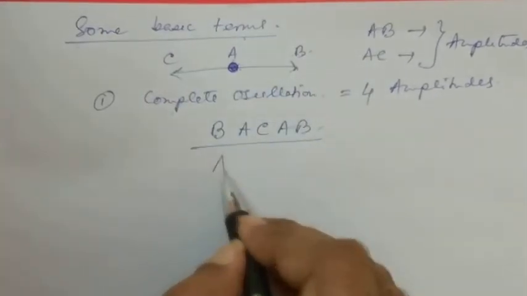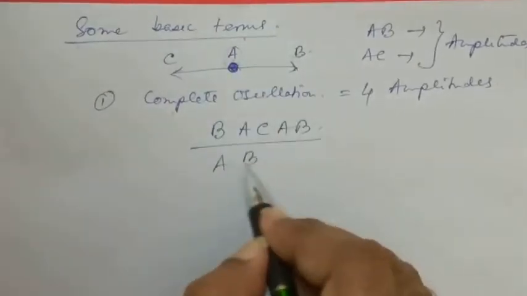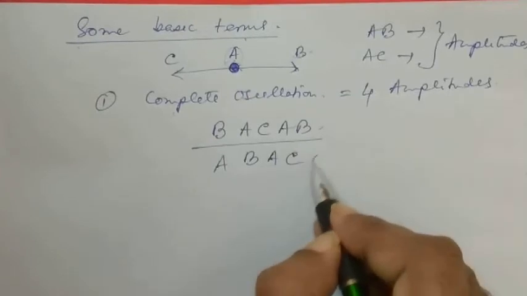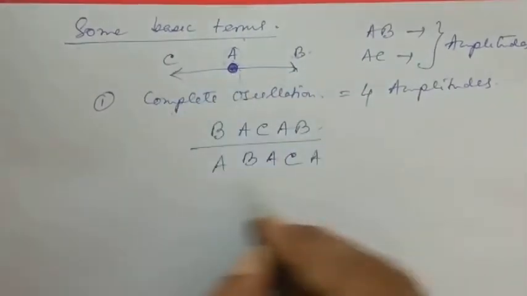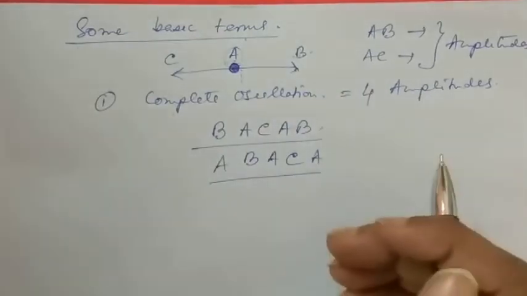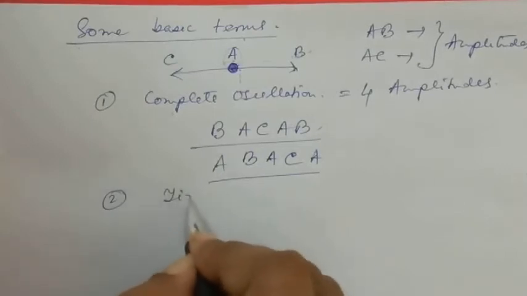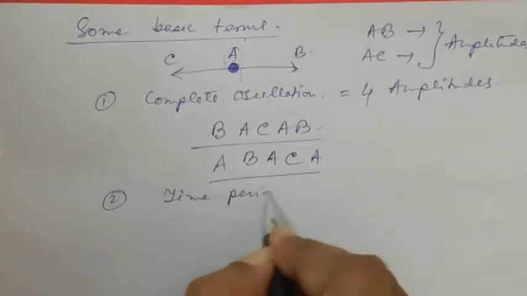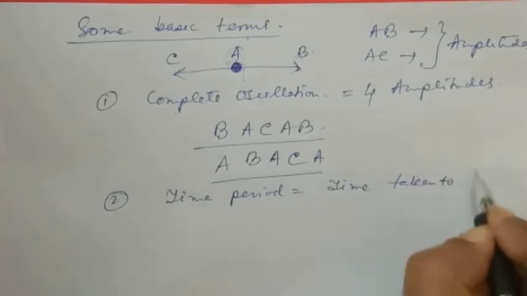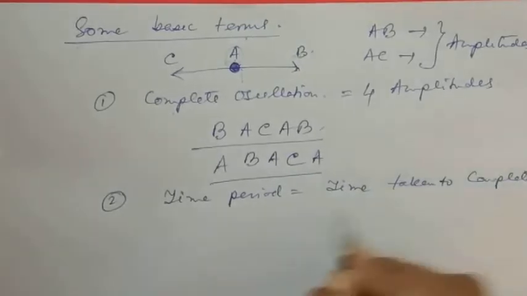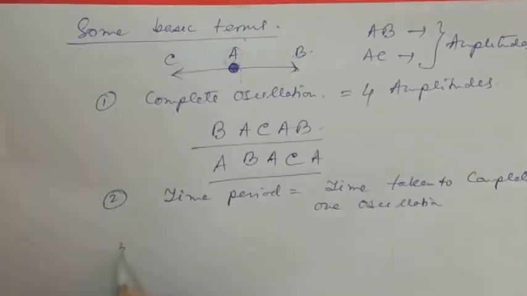Again, if we start from the mean position, A is known as the mean position. So A to B, then again A to C, back to A. That means this motion. So both these motions can be taken to be one complete oscillation. Now the time taken to complete one oscillation is known as time period. Time taken to complete one oscillation.